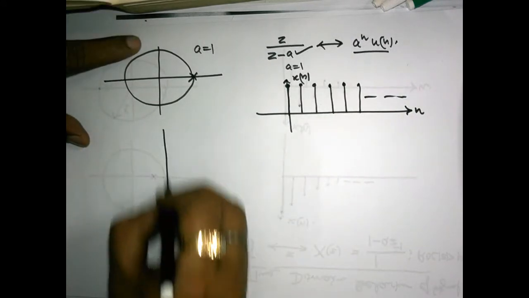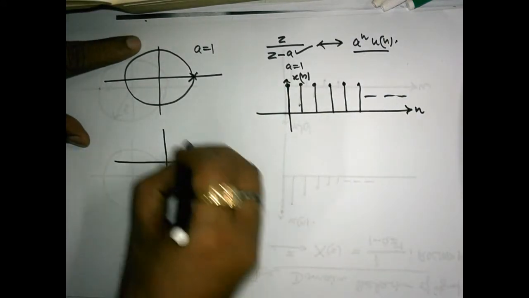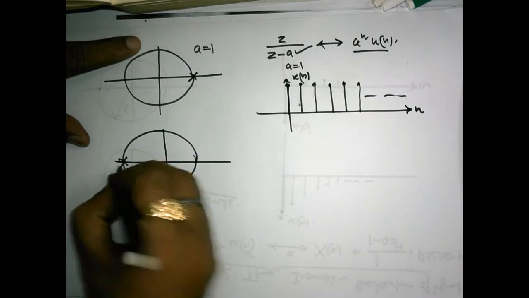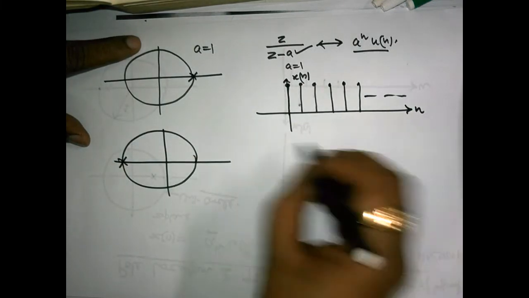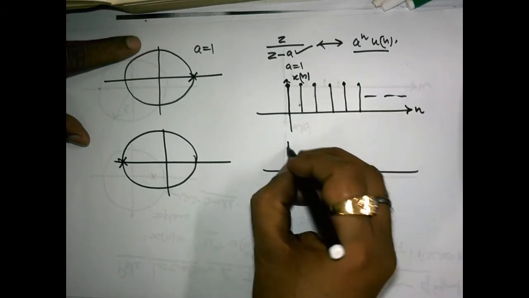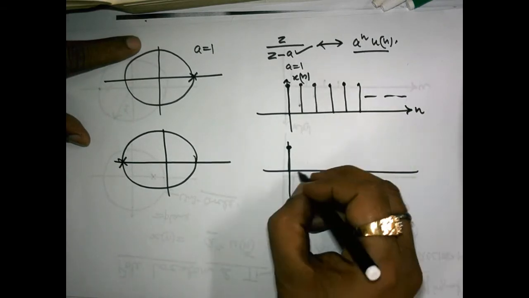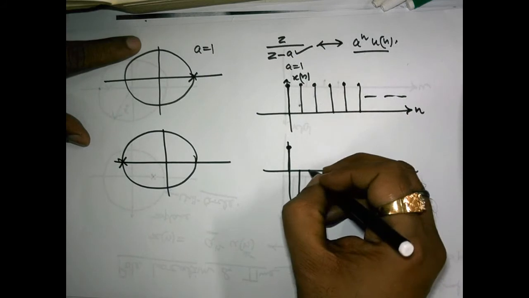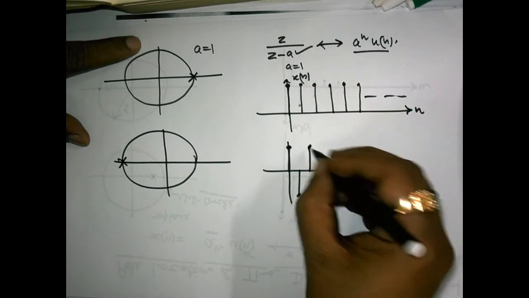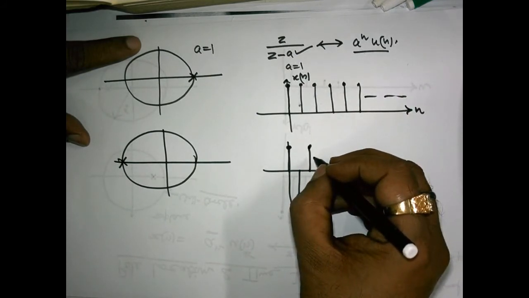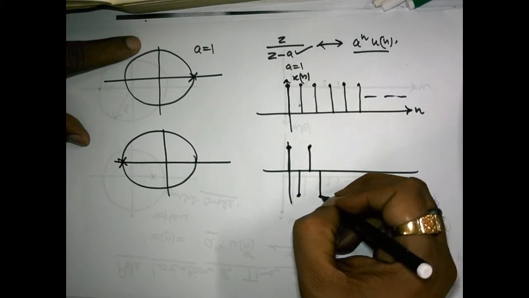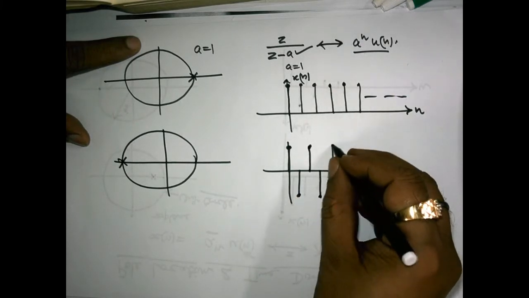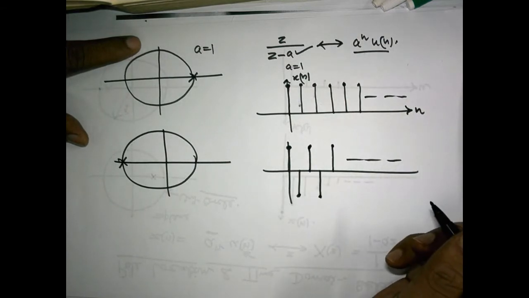You can very easily estimate what will be the shape if this pole lies at minus 1, a equals minus 1. So naturally this will be 1 at the origin, then minus 1 at n equal to 1, then 1 at n equal to 2, then minus 1 at n equal to 3, and so on. This signal will appear like this.